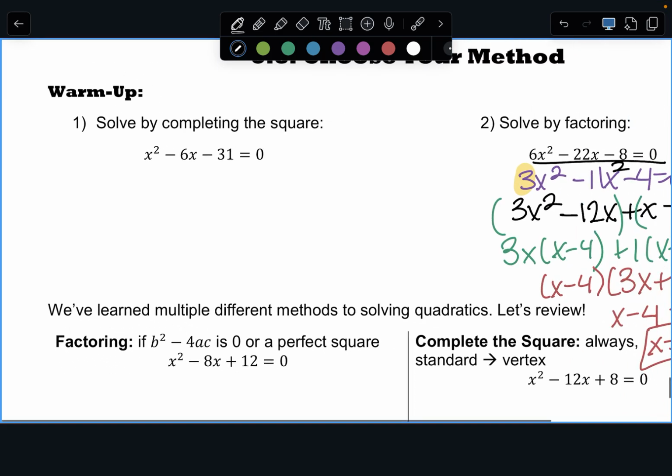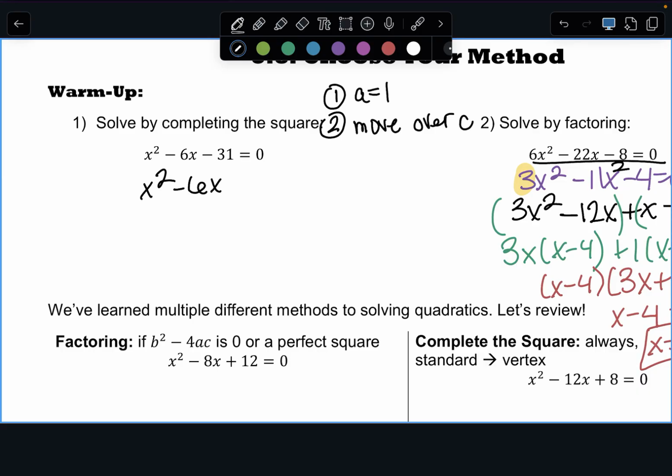Step 1 to completing the square is you make sure a is 1. A is 1 here, so I'm good. If this was like a 2, I would want to divide everything by 2. You force a to be 1. The second step, does anyone remember step 2? Yeah, add 31. We move the constant over. Move over c. So x squared minus 6x is equal to 31 if I add 31 to both sides.